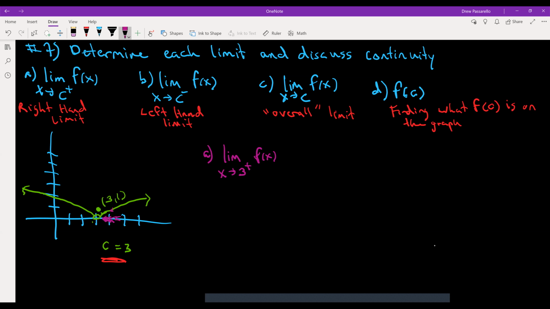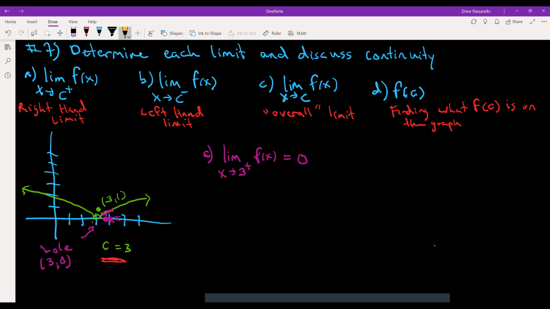the graph keeps getting closer and closer to the hole, and that hole is at the point (3, 0). So there's a hole in the graph on the x-axis at 3. As x approaches 3 from the right side, the graph itself is getting closer and closer to the hole, and the hole's got a y coordinate of 0. So we would say the limit equals 0 for the right-hand limit.